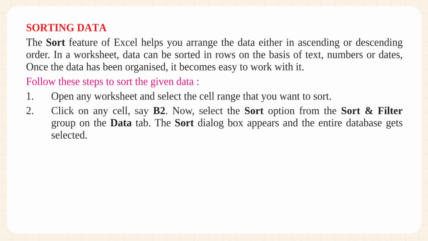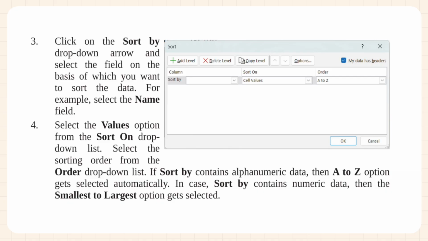1. Open any worksheet and select the cell range that you want to sort. 2. Click on any cell, say B2. Now, select the Sort option from the Sort and Filter group on the Data tab. The Sort dialog box appears and the entire database gets selected. 3. Click on the Sort by drop-down arrow and select the field on the basis of which you want to sort the data. For example, select the Name field.